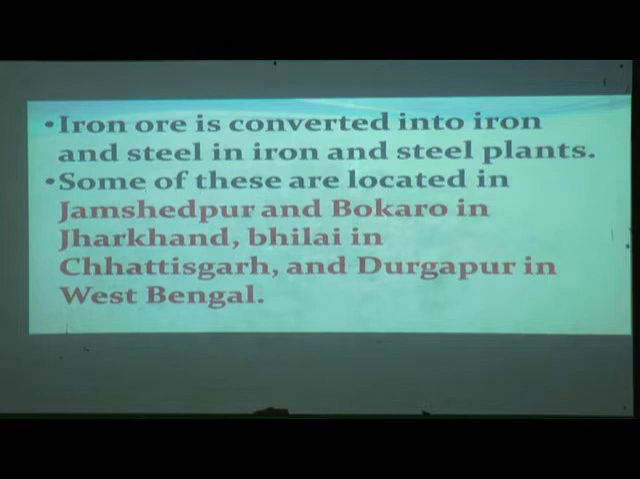Now where is the plant, student? It is a very huge factory, we can call it a plant, an iron and steel plant. Just as Maruti cars are manufactured in a big plant, we can call it a plant. In that place, iron ore is converted, changed into iron and steel, okay. And where is it located? At Jamshedpur, Bokaro in Jharkhand, Bhilai in Chhattisgarh, Durgapur in West Bengal. In these places, this iron ore is converted into iron and steel.